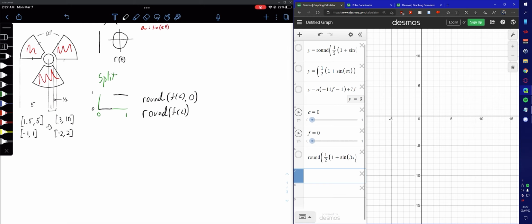How does this help? It's going around in a circle as a function of theta, which means one full circle is from 0 to 2 pi.